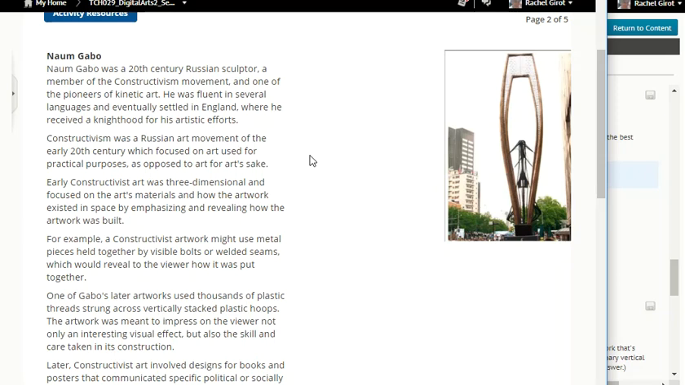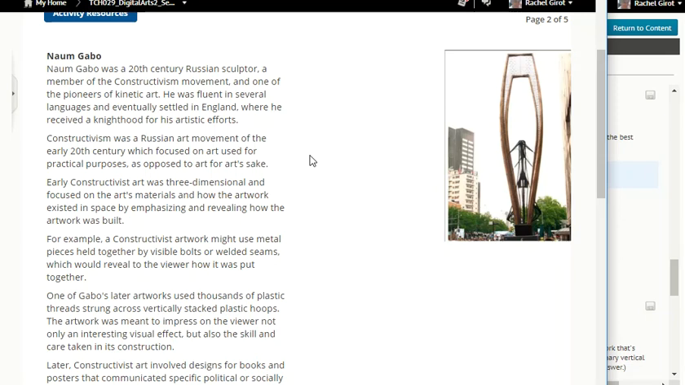artistic efforts. Constructivism was a Russian art movement of the early 20th century, which means 1900s, which focused on art used for practical purposes as opposed to art for art's sake. Early constructivist art was three-dimensional and focused on the art's materials and how the artwork existed in space by emphasizing and revealing how the artwork was built. For example, a constructivist artwork might use metal pieces held together by visible bolts or welded seams, which would reveal to the viewer how it was put together.